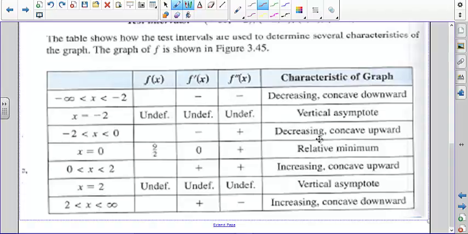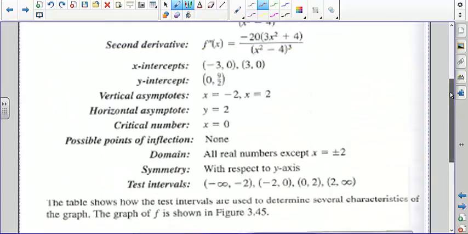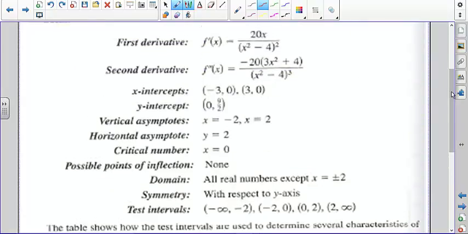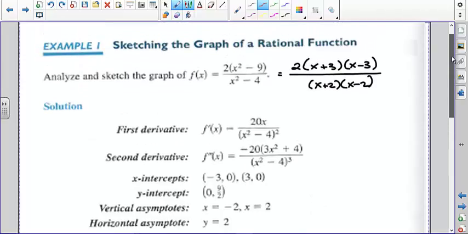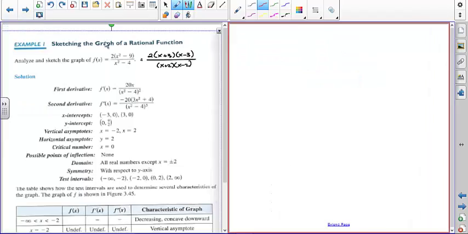If you read your book, they leave a lot of stuff out. They don't show you how to get the vertical asymptotes. They don't show you how to get the x-intercepts. They assume that you know how to do it. But it's been a while since you've done it, so we'll go through this one, and we will go back and work through every step, since they leave out every step, because you guys are not experts at pre-calculus because you've not done it for a year.